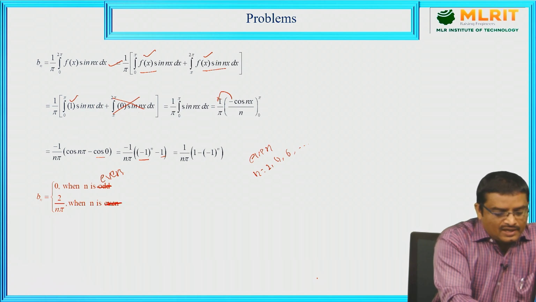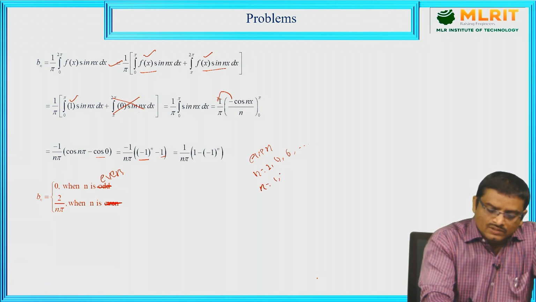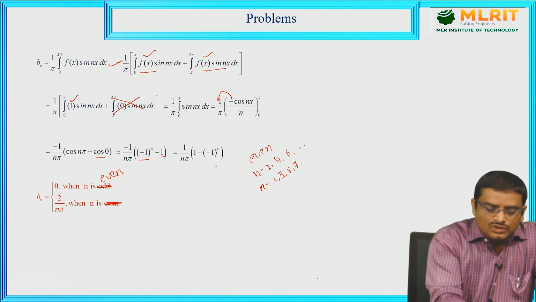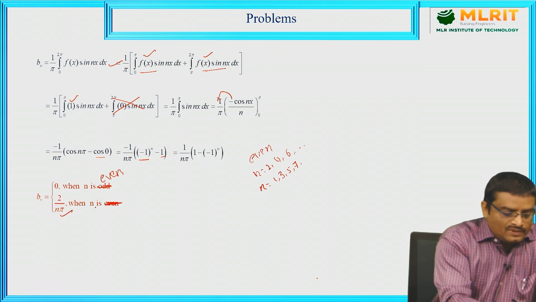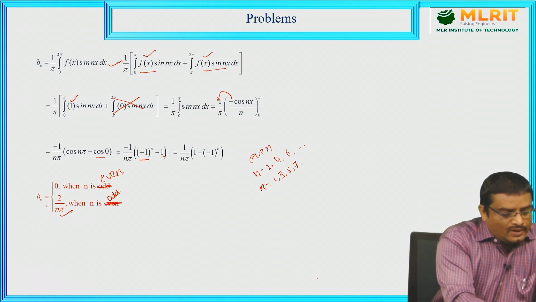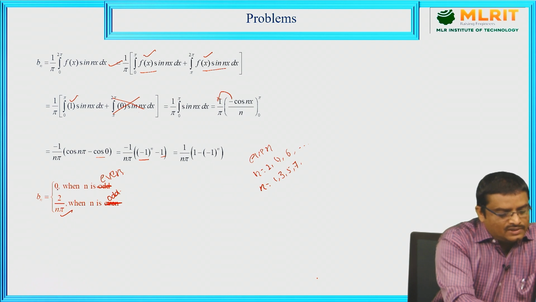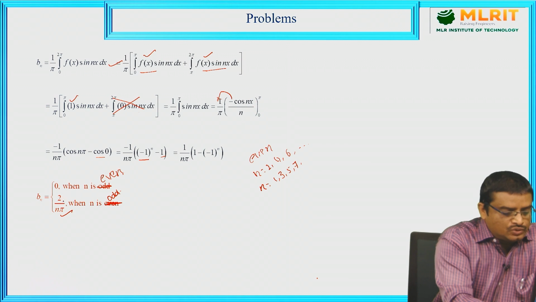And suppose you take n as odd, that is n is equal to 1, 3, 5, 7. If you take n is equal to 1 here, minus 1 whole to the power of 1 gives minus 1, minus of minus is plus 1, so 1 plus 1 is 2, giving 2 by n pi. This is the value when we take n as an odd number. Whenever we take n as an even number, bn is equal to 0. Whenever we take n as an odd number, bn is equal to 2 by n pi.